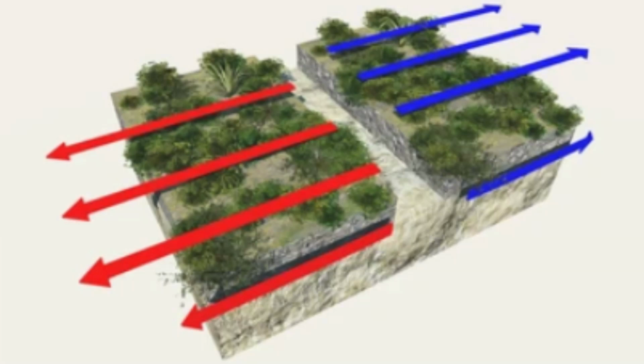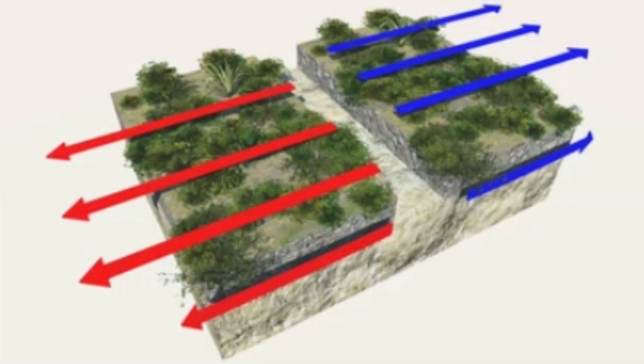Mantle convection. One of the key drivers of tectonic movement is mantle convection. Within the Earth's mantle, heat from the core causes material to become less dense and rise towards the surface, while cooler, denser material sinks towards the core. This movement forms convection currents that circulate within the mantle. As these currents rise and sink, they exert forces on the overlying lithospheric plates, pushing them apart at divergent boundaries and pulling them downward at subduction zones.